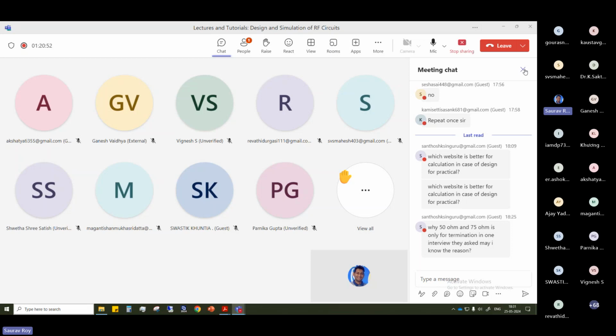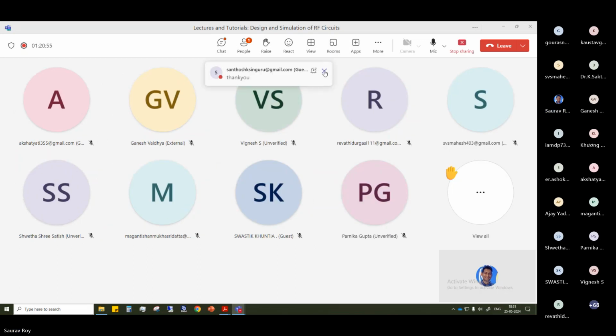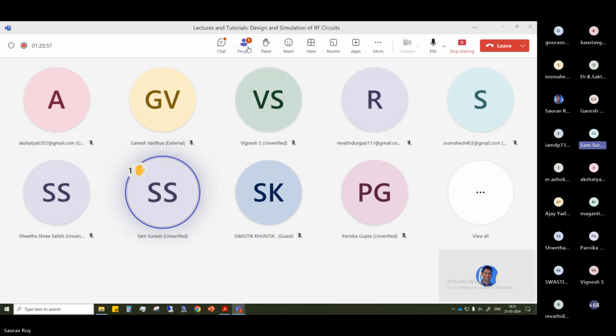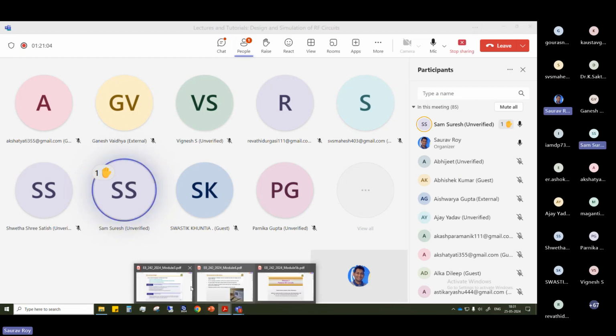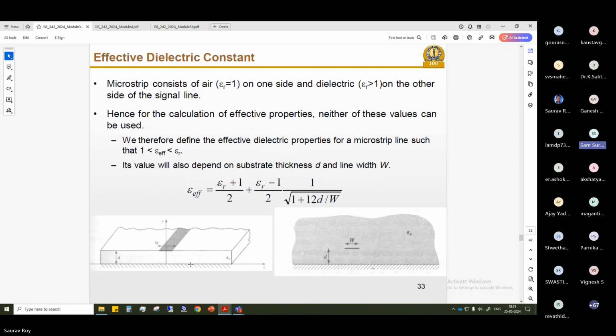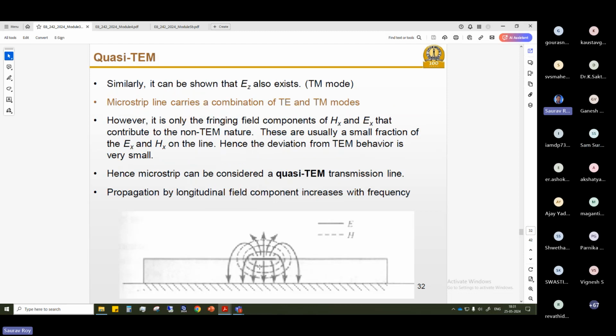Okay, now Sam, yes. Saurav, I just want to ask about the fringing effect in relation to epsilon R. I think it is radiating to the air, right? The fringing effect. See here, if you see the field lines, the lesser the epsilon r, the closer it will become to air. The closer it becomes to air, the fringe lines will be much more expanded, and that's why the fringing will be more and radiation will be happening there.